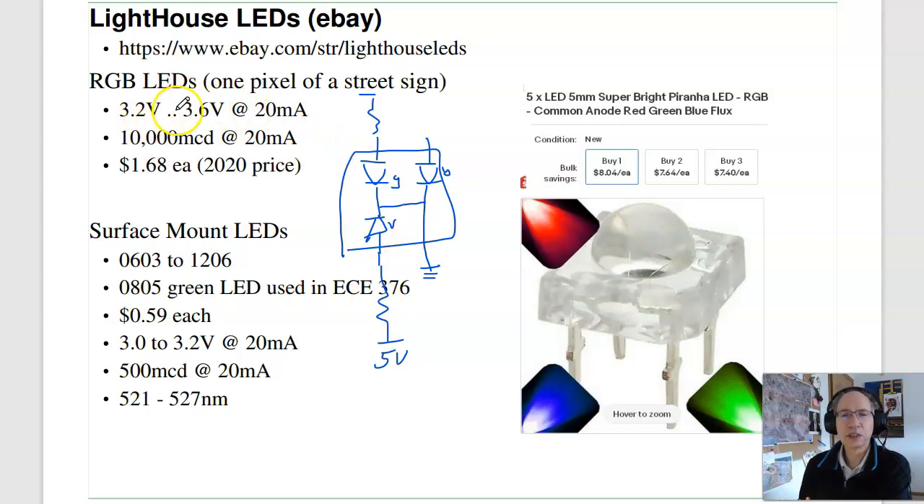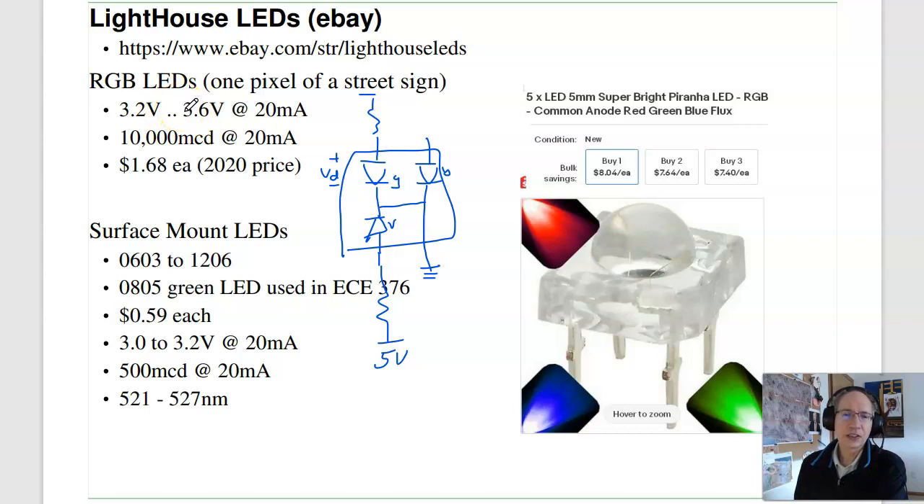The specs on them: the voltage across the LED is between 3.2 and 3.6 volts. Again, this is an LED, or diode. Assuming an ideal diode model, the voltage drop is roughly constant as long as there's current flow. So this is the constant. It kind of varies depending upon the manufacturer, the color, the current flow, but it's in that ballpark.